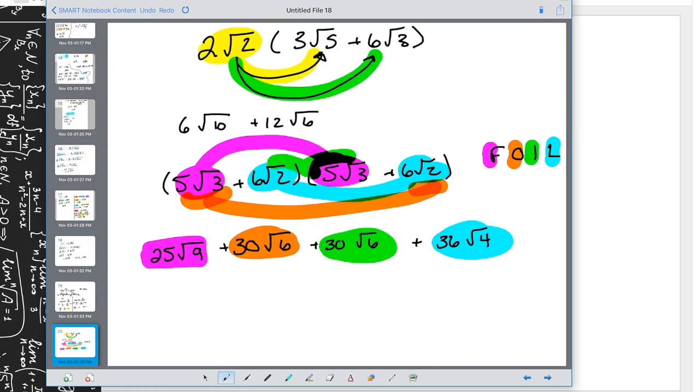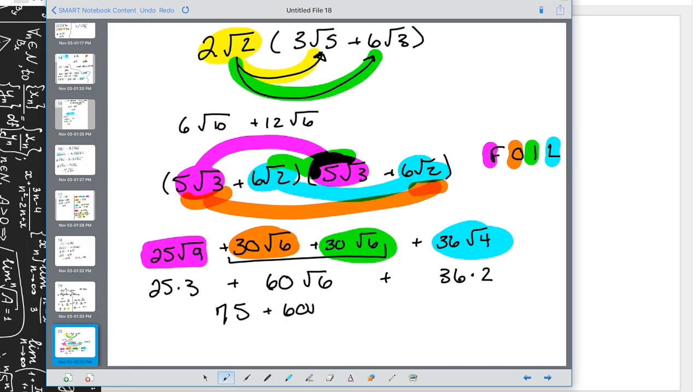Now there's a couple things we need to do here. Can we simplify any of these radicals? Well, root 9 is actually equal to 3. Root 4 is actually equal to 2. And then we can combine these two because they have like radicands. So this would be 60 root 6 plus 36 times 2 plus 25 times 3. 75 plus 60 root 6 plus 72. This is 147 plus 60 root 6. And root 6 can't be simplified any further, but this is our final answer.